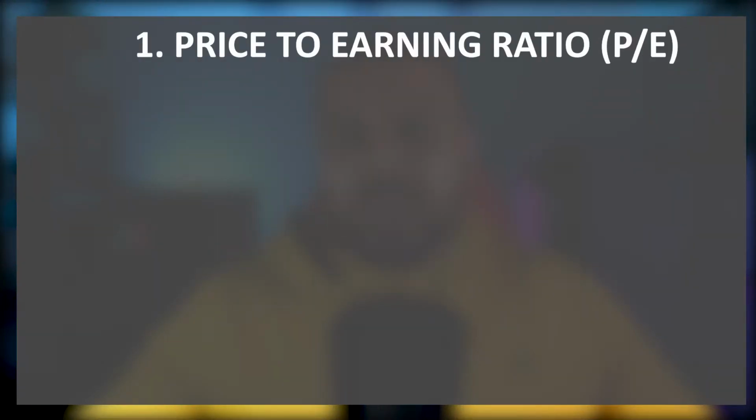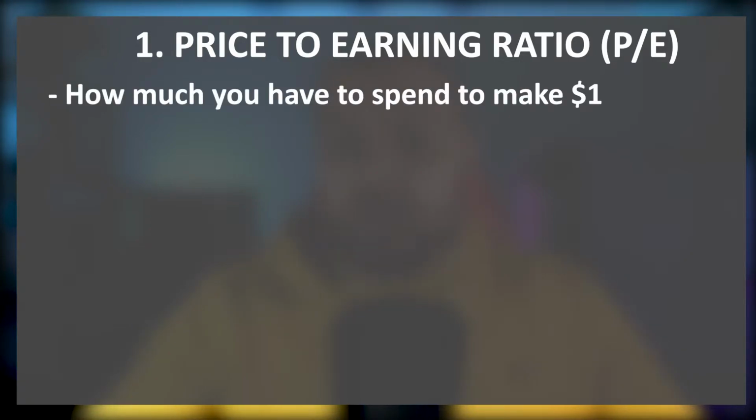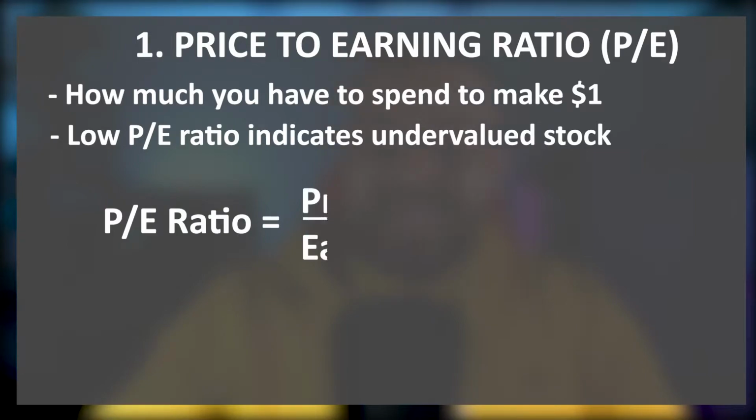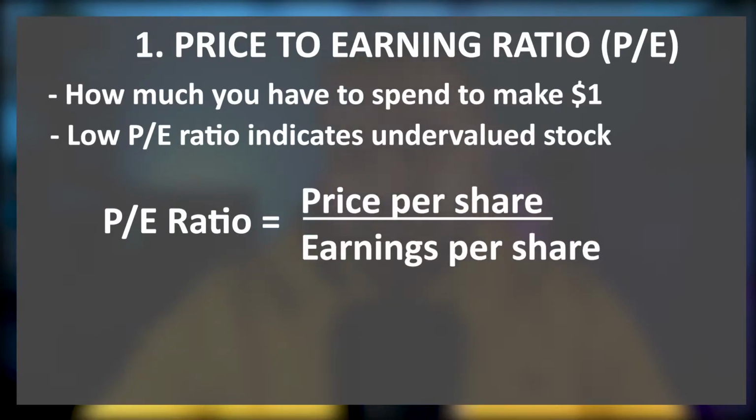The price to earnings ratio is probably one of the most popular ways to measure the value of a company. It basically shows you how much you have to spend to make $1 profit. And a low PE ratio may indicate that the stock is undervalued. The way it's calculated is price per share divided by earnings per share. And the way earnings per share is calculated is the total profit of a company divided by the number of shares issued. And I'll go through an example for each one of these ratios.